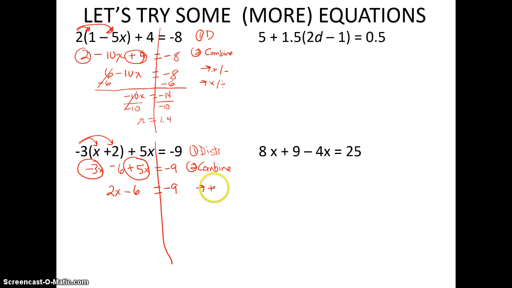Now I'm going to get rid of any adding or subtracting. Opposite of negative 6 is a positive 6. What I do to one side, I do to the other. That goes away. I get 2x equals negative 3. Opposite of multiplying or dividing. Divide by 2, divide by 2. I now have x equals negative 1.5. Remember, use your calculator on these when you do them by yourself.